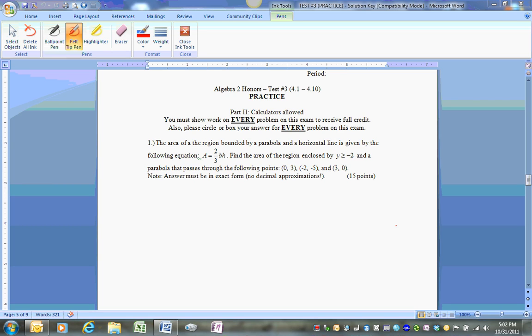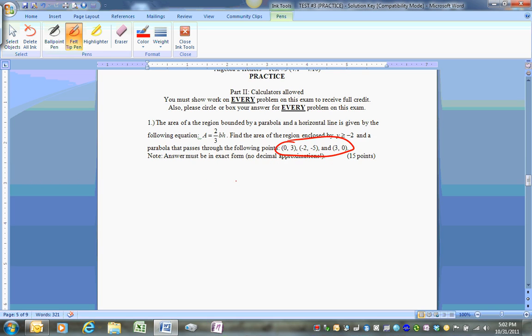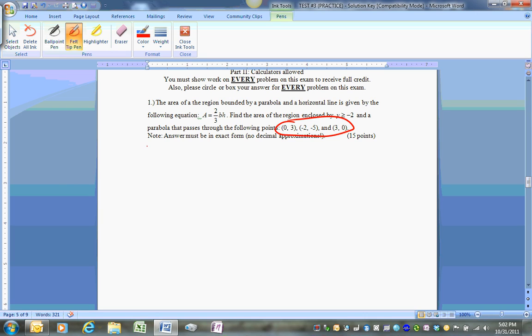So what we have here is you're told that the area region bounded by a parabola and horizontal line is given by the following equation. We want to find the area enclosed by y is greater than or equal to -2, and a parabola passes through those points. So here's what we do. We graph, just so we can visualize.